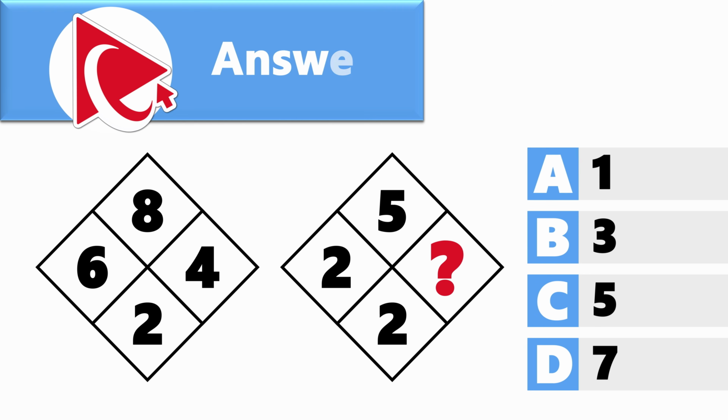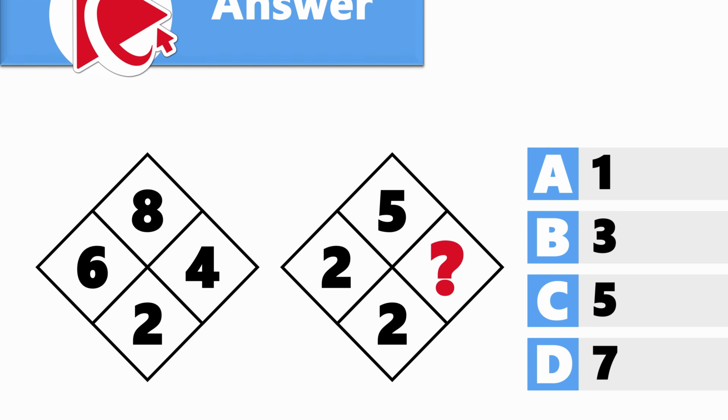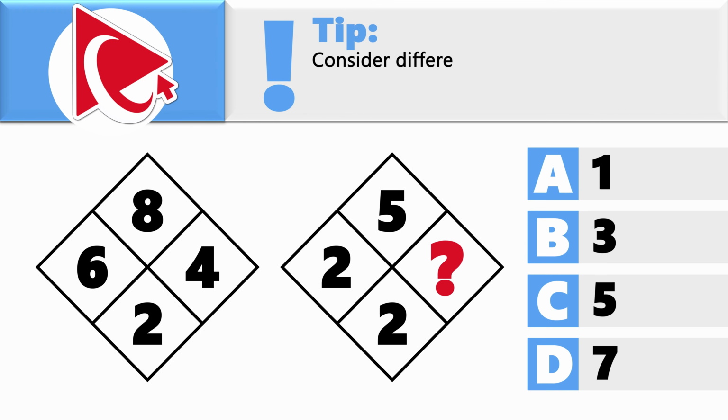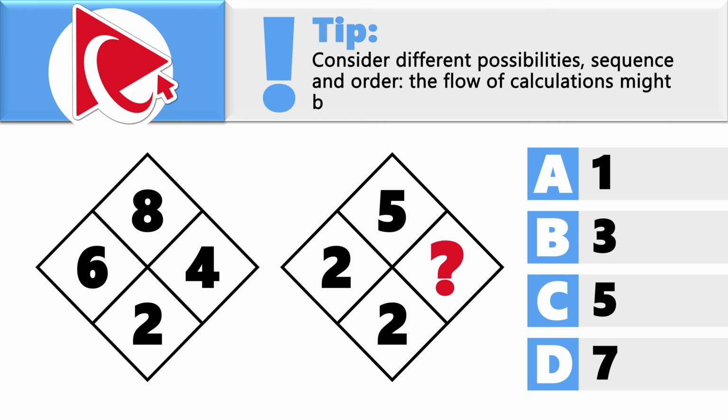As you might have guessed, the key to solve this challenge is to determine the pattern. And to determine the pattern, you need to consider different possibilities, sequence, and orders. The flow of calculation may not be the same each time. Take a close look at the diamond that has all the numbers.